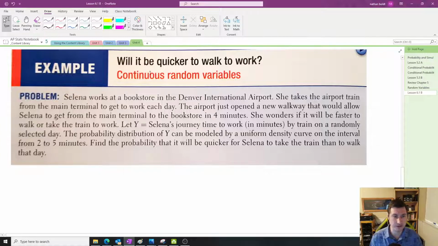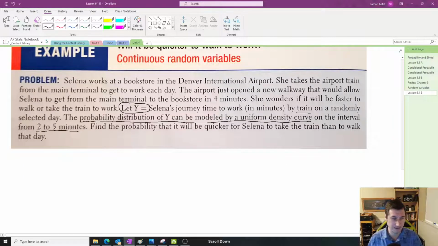All right, so here's our random variable. Let y equal Selena's journey time to work by train on a randomly selected day. The probability distribution of y can be modeled by a uniform density curve on the interval from 2 to 5. Find the probability that it will be quicker for Selena to take the train than to walk on a given random day.